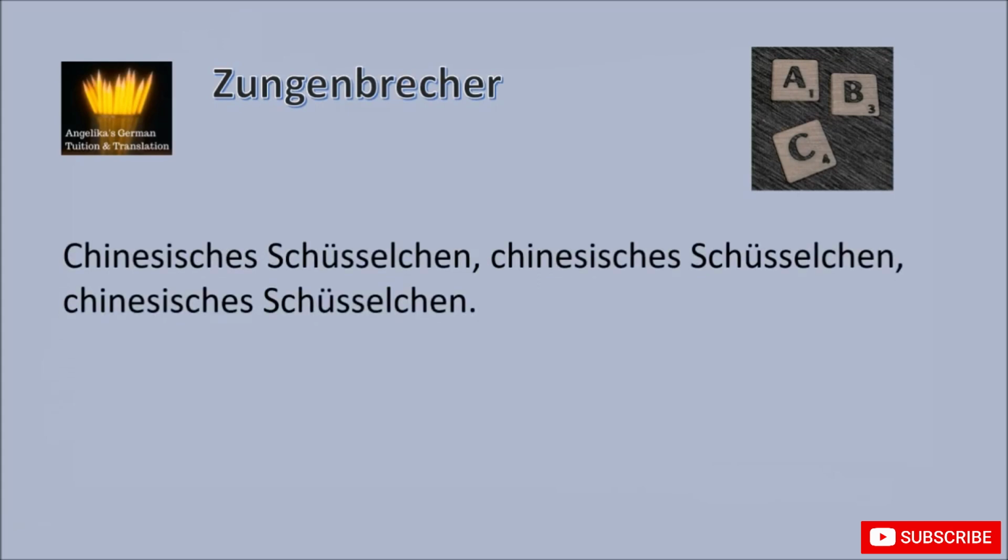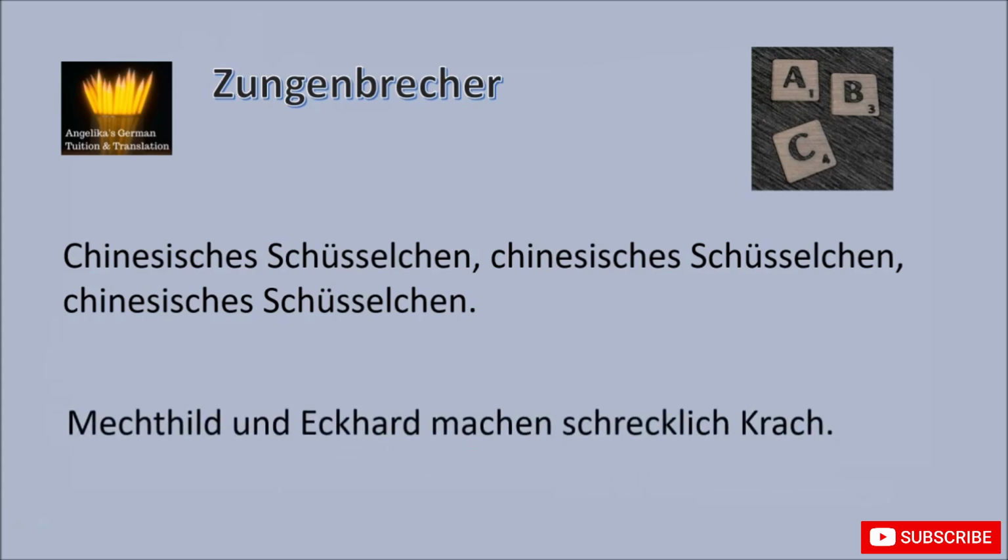Now, this tongue twister is one of those where you just have two words, you need to repeat them three times, and you're supposed to say it as fast as possible. I can't. I challenge you to do it. Chinesisches Schüsselchen. Chinesisches Schüsselchen. Chinesisches Schüsselchen. I can do it nice and slowly. And the last one, Mechthild und Eckhard machen schrecklich Krach. And that was the last of the consonants.